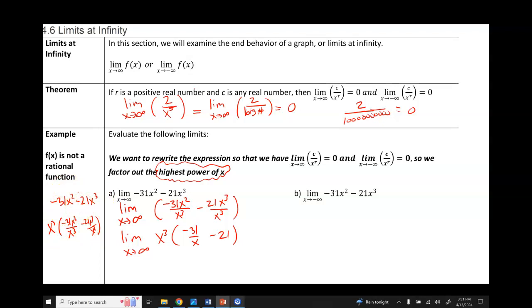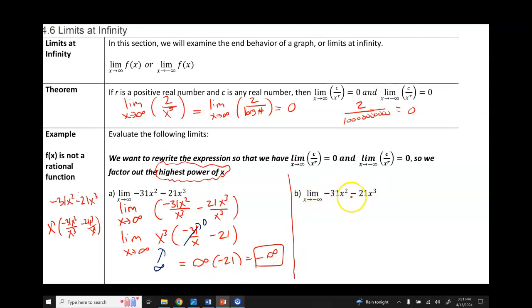So what happens here? Well, if you take negative 31 and you divide it by infinity, so a really big number, it's going to equal 0. Now, we know that x cubed is going to be infinity because infinity raised to the third power is infinity. So if you have infinity times negative 21, a really big positive number times a negative number, it'll give you negative infinity.